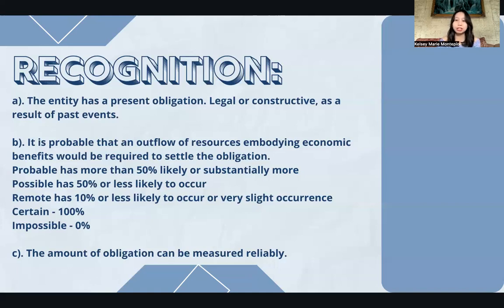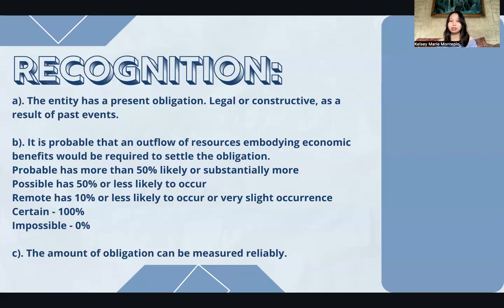So, how do we measure that? Take note that if a single obligation is measured, use the individual most likely outcome adjusted for the effect of other possible outcomes. So I'll repeat it. If a single obligation is measured, the individual most likely outcome adjusted for the effect of other possible outcomes.